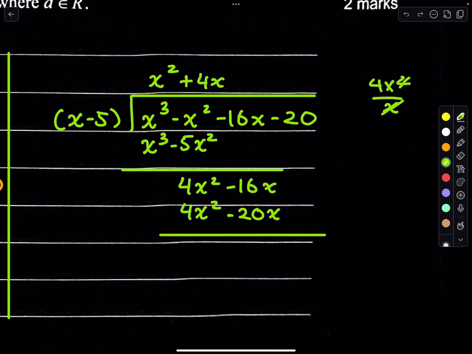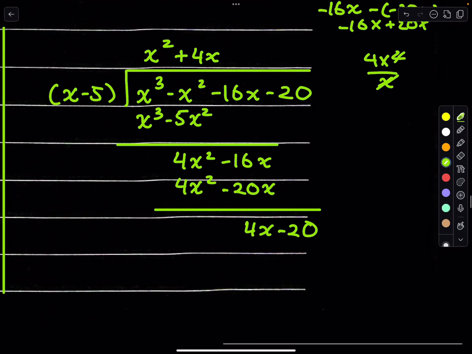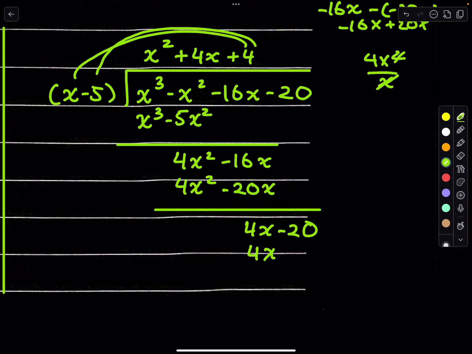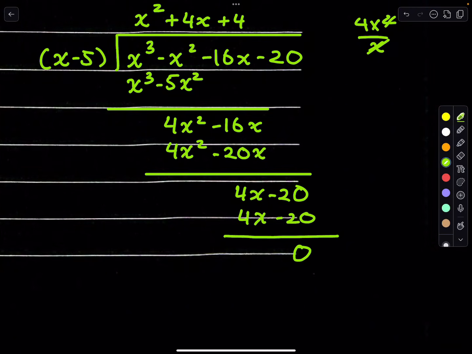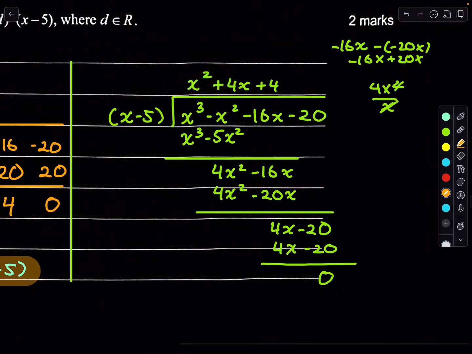And what's negative 16x minus negative 20x? It's just negative 16x plus 20x, which is basically 4x. And then you put the next value down, yeah? Negative 20. And the same thing, yeah? What's 4x divided by x? It's just plus 4. And then you expand. 4 times x is 4x. And 4 times negative 5 is negative 20. And then you minus. And of course, if you minus this whole thing, this will be left over at 0. And that's your remainder.